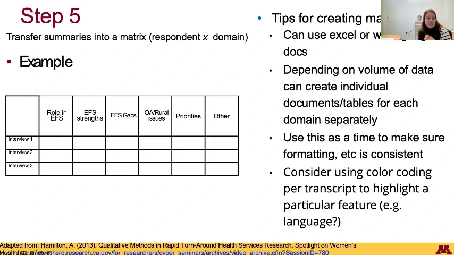You can see this table, for example: each column is one of the domains, and each row is one of the interviews. So you would literally go through your template summaries and copy and paste from those domains directly into these interview boxes. This allows us to very easily look across how people responded to certain questions, and what some of the differences and similarities are across participants and across domains.